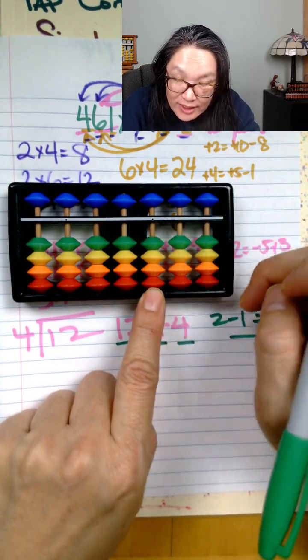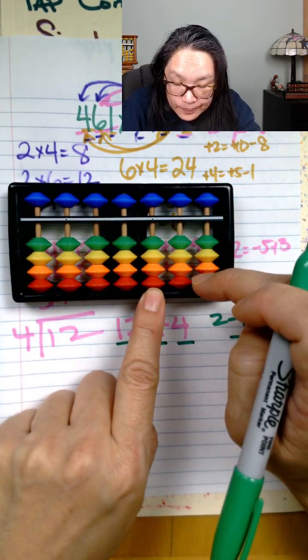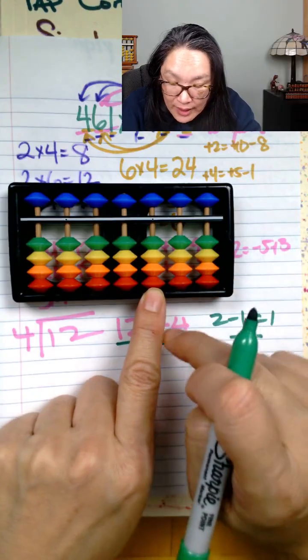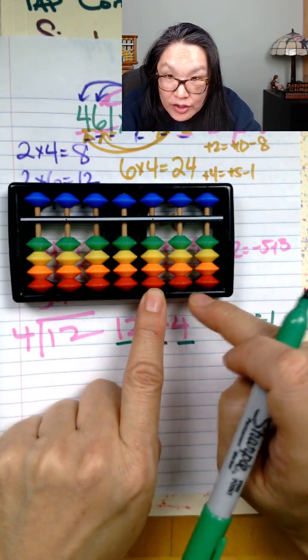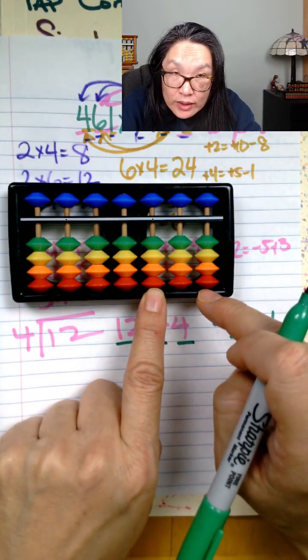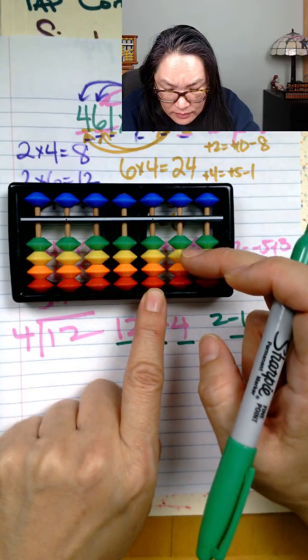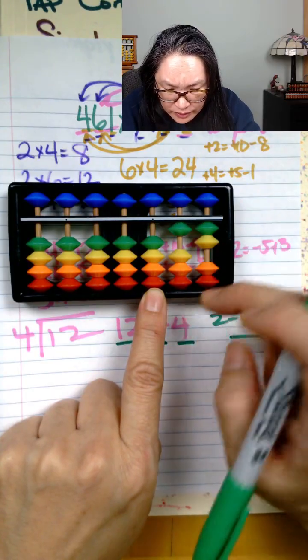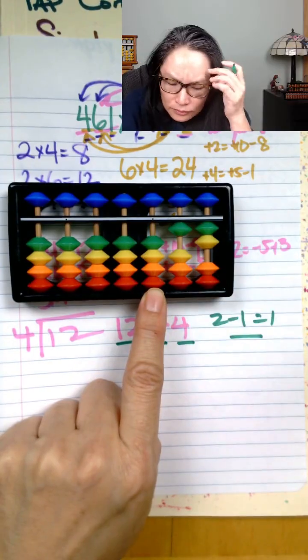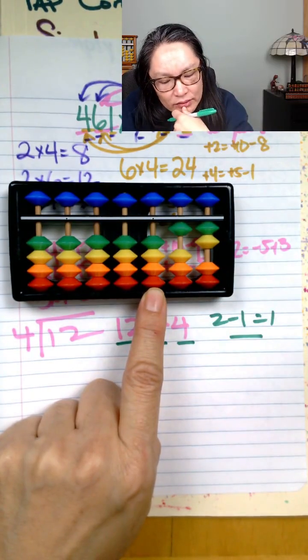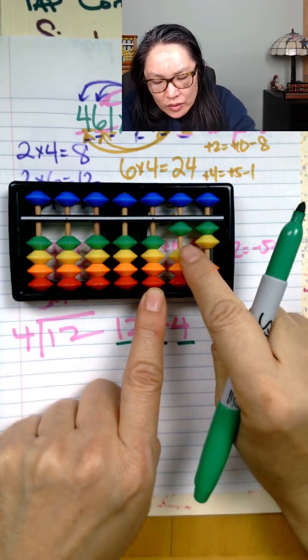So the first thing I need to do is put my dividend onto the abacus, because my dividend is what I'm going to take away. Oh, this is not going to work. Why? Because, 1, 2, it just comes out. Okay, I'll just continue. So what is the question?